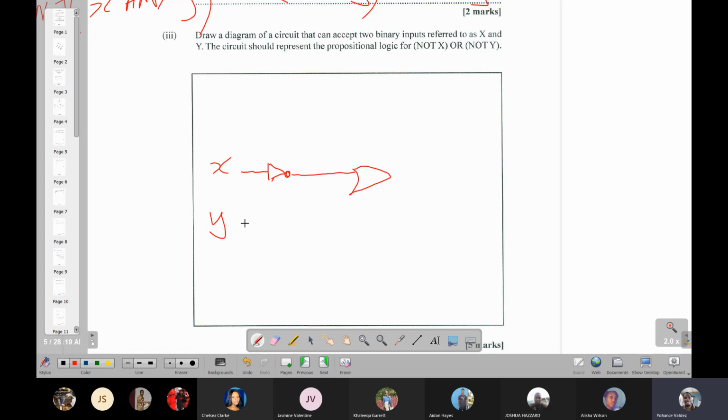And then you're doing the same for the Y. You have to take the Y value and invert it, and then it passes into the OR gate. And you will have your expression here, which is NOT X OR NOT Y. Everybody good with this? Any questions?